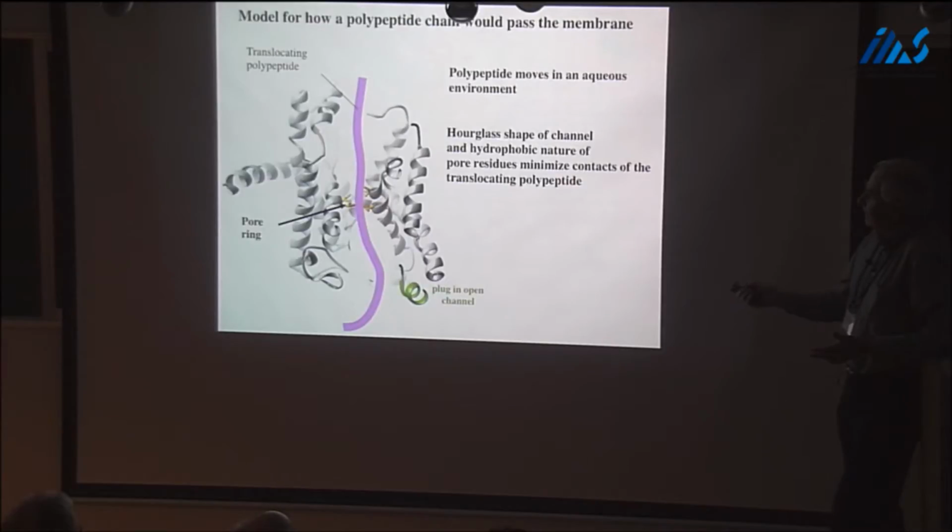The second point is that the hourglass shape of the channel and the hydrophobic nature of the pore residues would minimize contact of the translocating polypeptide with the channel. Again, this would reduce the energy that you need to move the polypeptide chain across. I'll come back to that point.